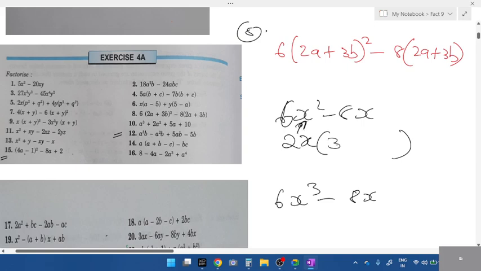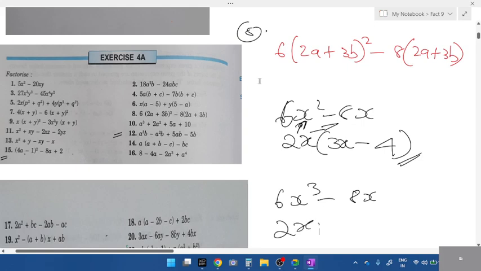6 by 2 is 3. X square by x is x. Minus. For this, what's the remainder, students? Guess what? What's the remainder? 4. This is how we have to solve. What about the next one? You take x. For x cube is given. See, whether it is x square, x cube, it doesn't matter. Which is the smallest degree?